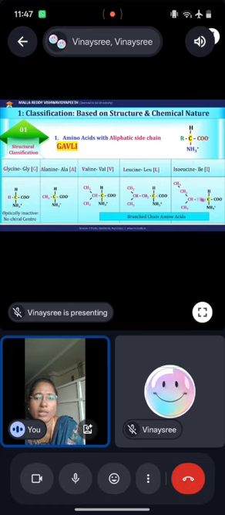You can see the last 3 structures, these are open chain form. That is branched, so we call them branched chain amino acids. In short form, we can remember it as GAVLI, that is glycine, alanine, valine, leucine, and isoleucine.